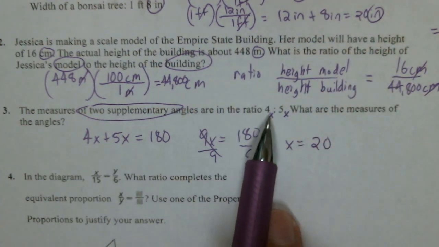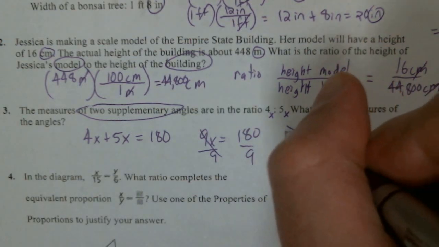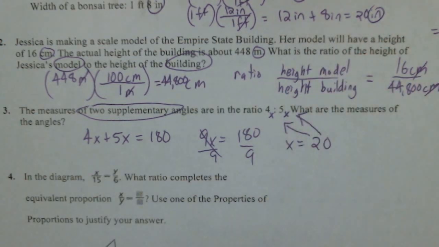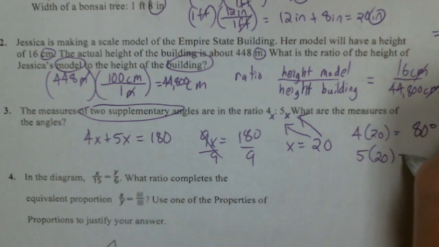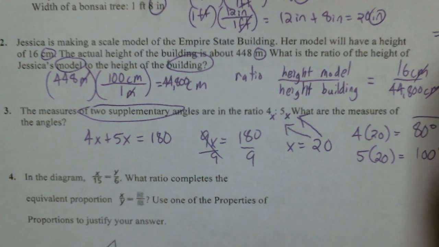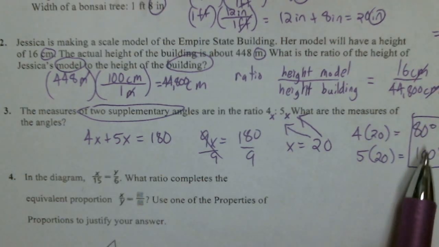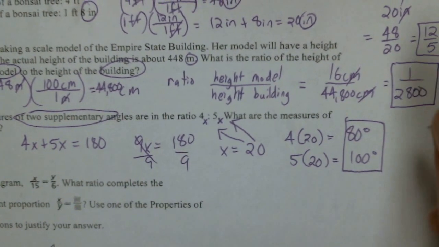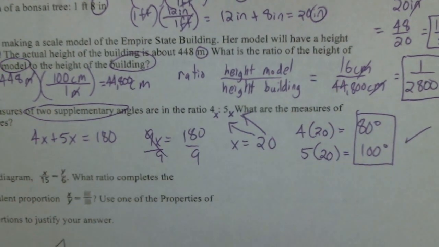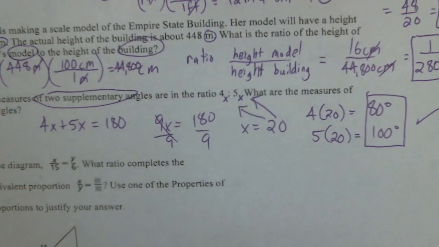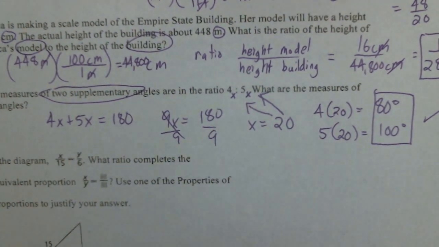So to find each of the angle measurements, I just take the 20 and plug it right back in to each of the x's here. So 4x is going to be 4 times 20. That's 80 degrees. 5x is 5 times 20, or 100 degrees. Okay, let's check our answer. Does 80 plus 100 equal 180? Yes, it does. So that's the answer to that question, 80 and 100 degrees.